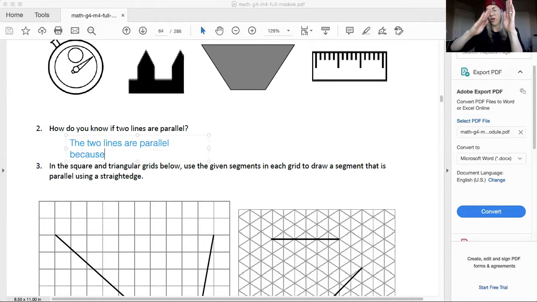If they were at all one moving this way, so here's parallel, but if this one is slightly going this way, as you keep going and going and going, they're eventually going to hit. So that would make them not parallel, okay? Or what we call if they're intersecting lines.